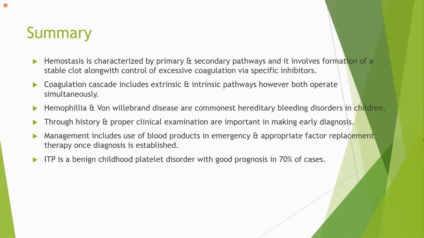Now the summary. Hemostasis is characterized by primary and secondary pathways, and it involves formation of a stable clot along with control of excessive coagulation via specific inhibitors. The coagulation cascade includes extrinsic and intrinsic pathways, however, both operate simultaneously. Hemophilia and von Willebrand disease are the commonest hereditary bleeding disorders in children. Thorough history and proper clinical examination are important in making the early and proper diagnosis. The management includes the use of blood products in emergency and appropriate factor replacement therapy once the diagnosis is established. ITP is a benign childhood platelet disorder with good prognosis in 70% of the cases.